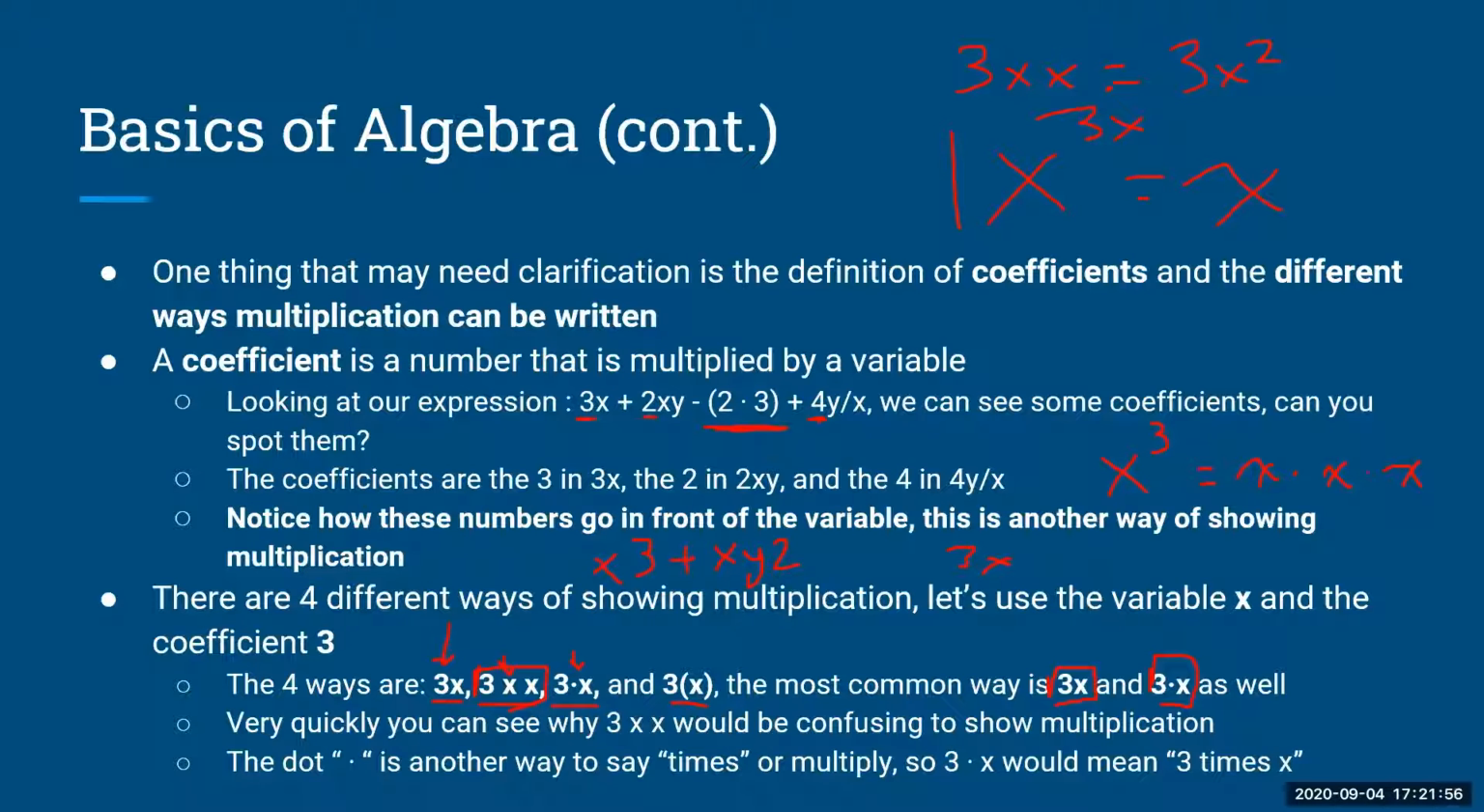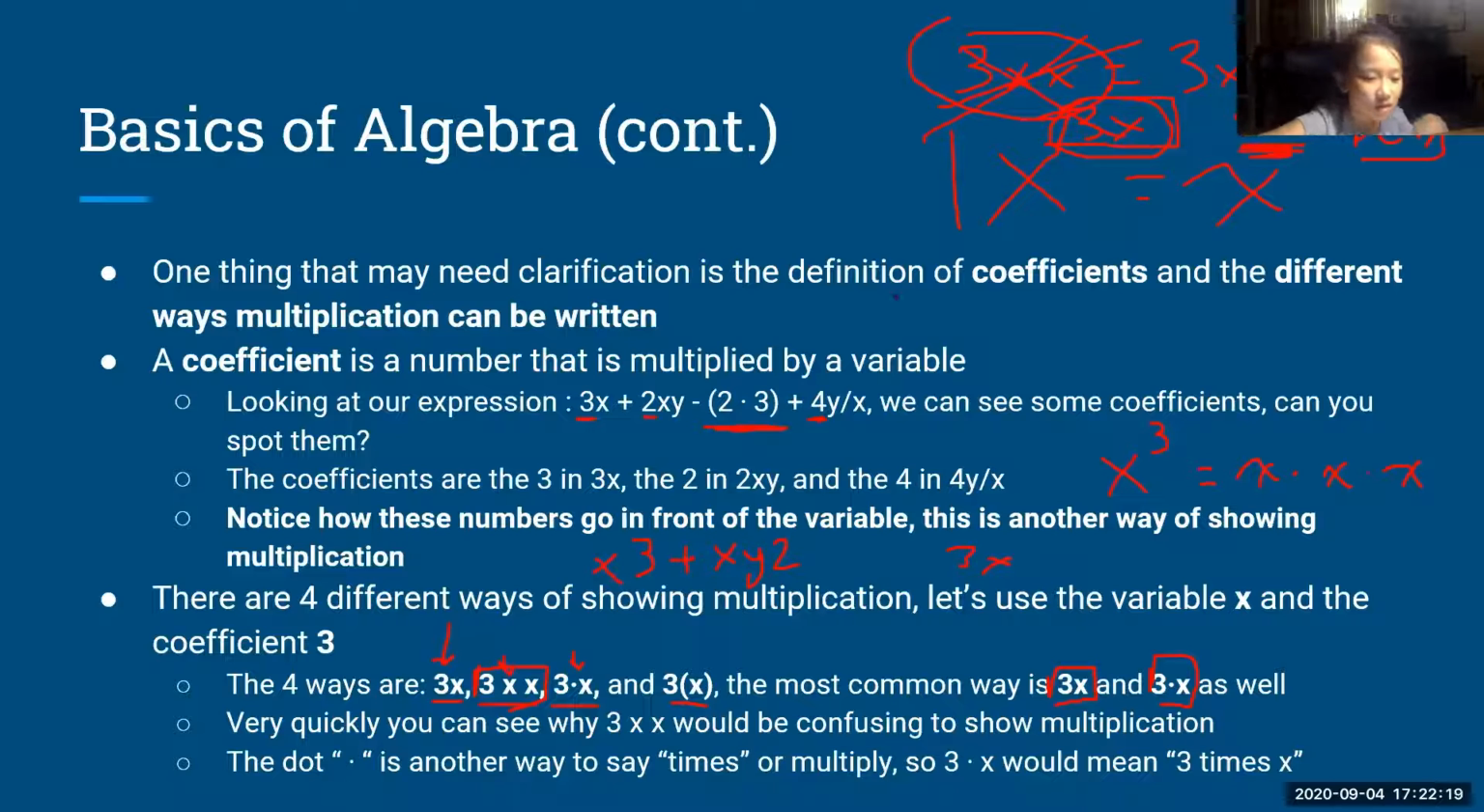3 times x is better written this way, or 3 times x, or 3 times x. These two are the most common. I said this is more common, but this is just more clear. But these two are more common, 3x and 3 parentheses, x parentheses. This is a no-no. Do not do this. Big no-no. Don't do it, okay? If you have a variable x, don't write the multiplication x for x. Don't do that.